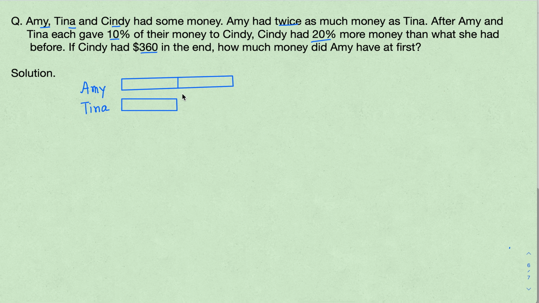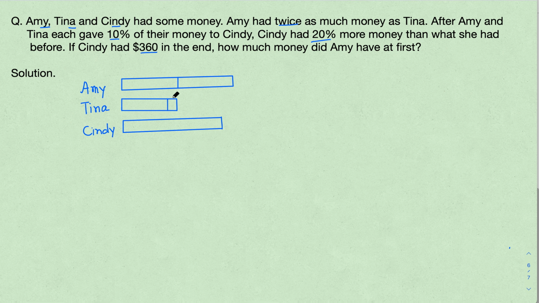Now let's say Tina gave 10% of her money to Cindy. So let's draw something for Cindy as well. We don't know anything about Cindy, how much she's having, so let's roughly draw one bar for her. You can draw it of any length. Now let's say Tina gives 10% of her money to Cindy. So let's say this is the 10% of Tina.